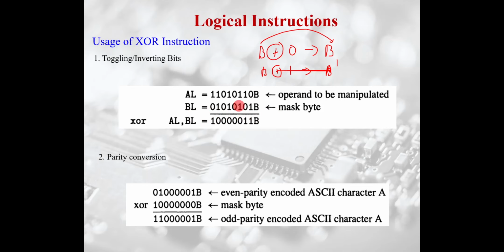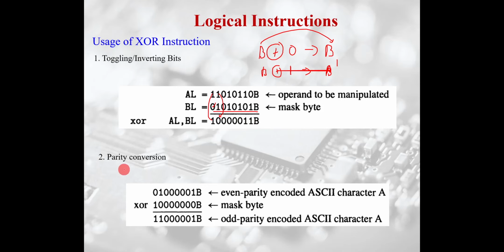So if you see here, this is 0 0 0 0, right? Wherever there is a 0, that data will come as it is, and wherever there is a 1, this gets complemented. Okay, so if such operations need to be done, you can do that.